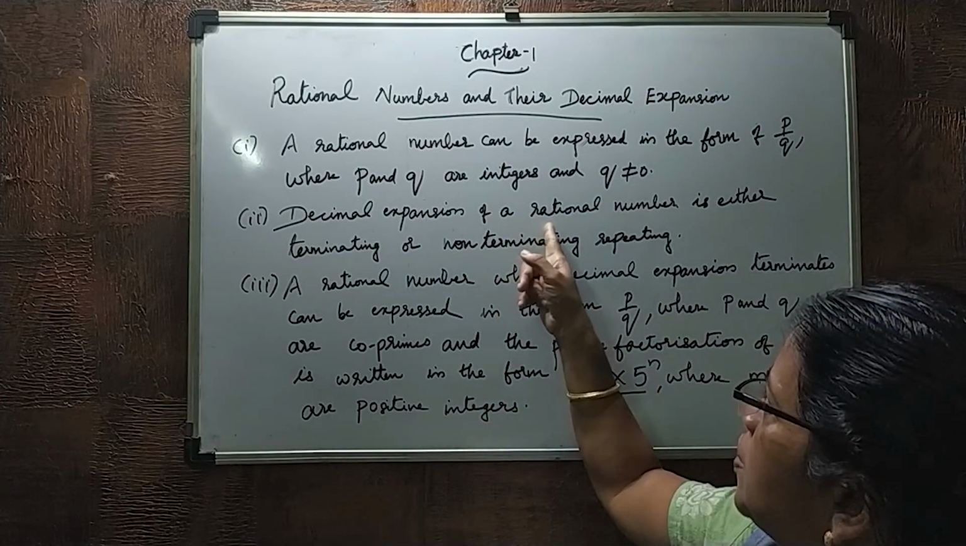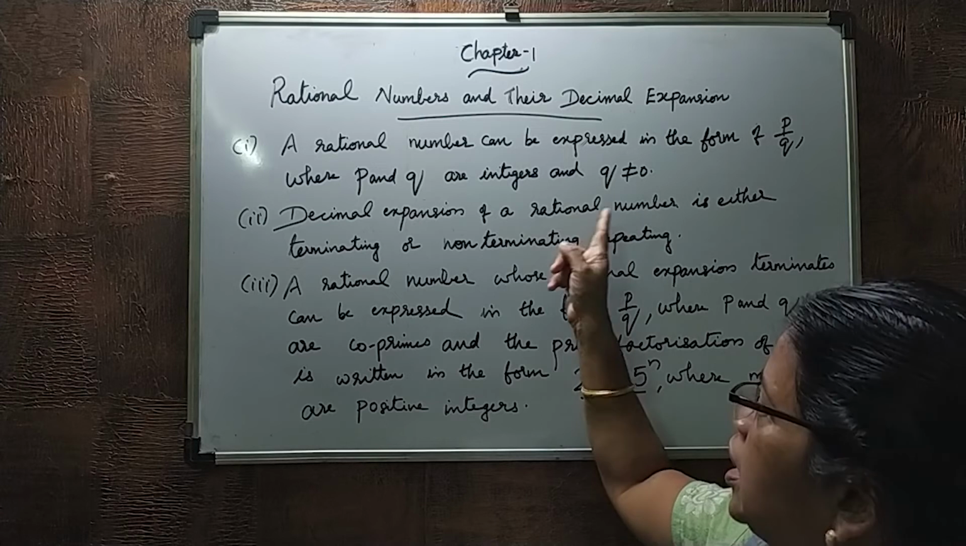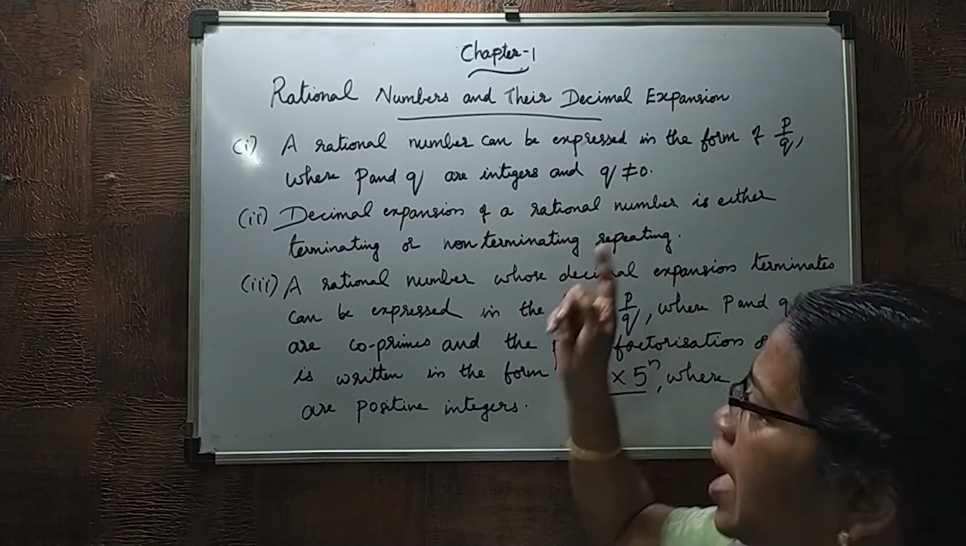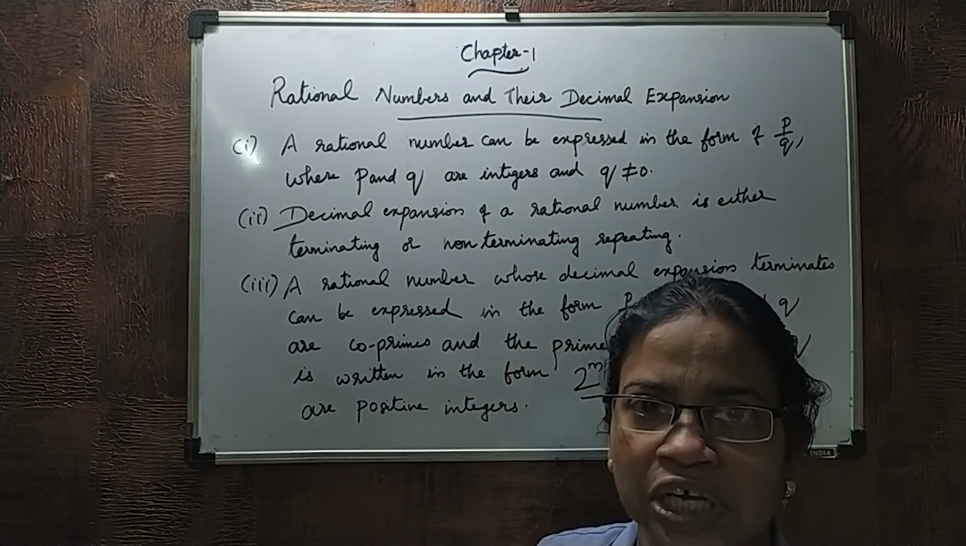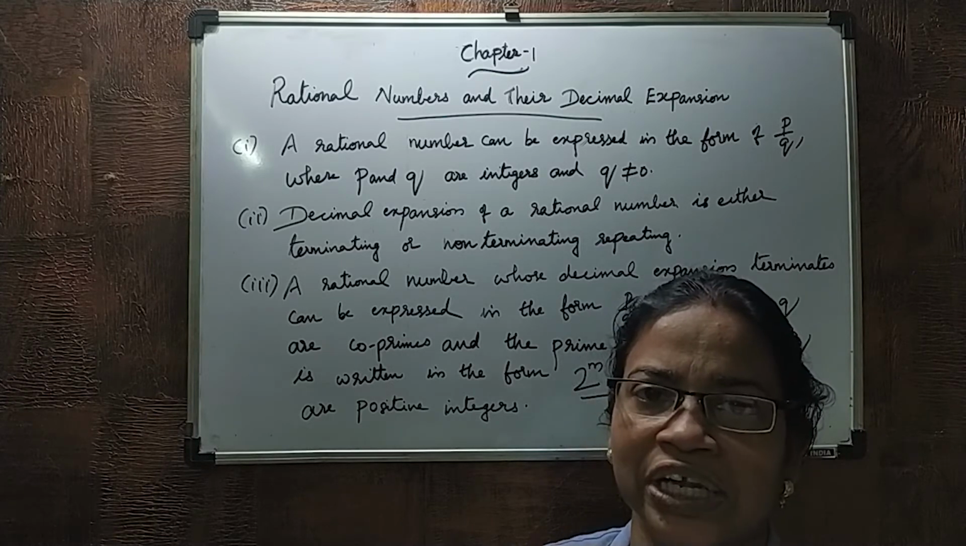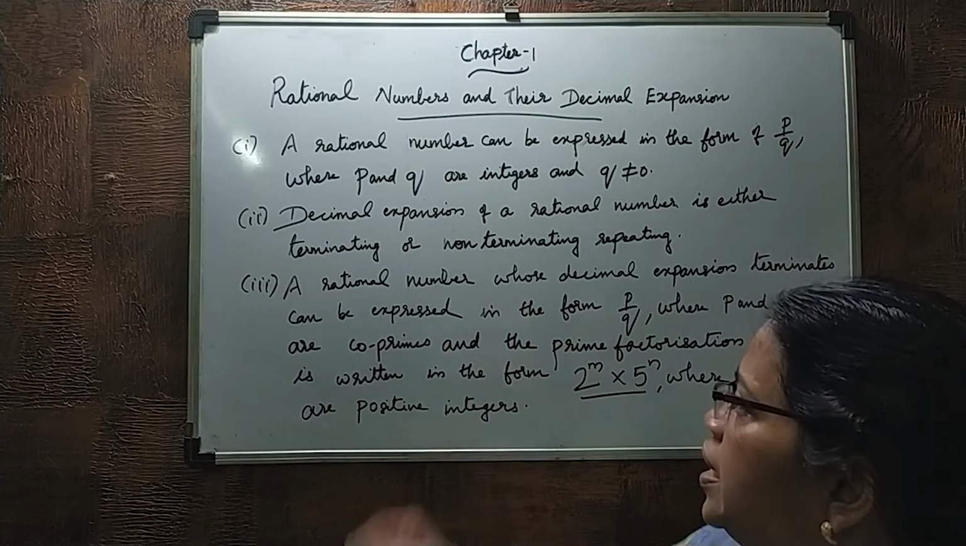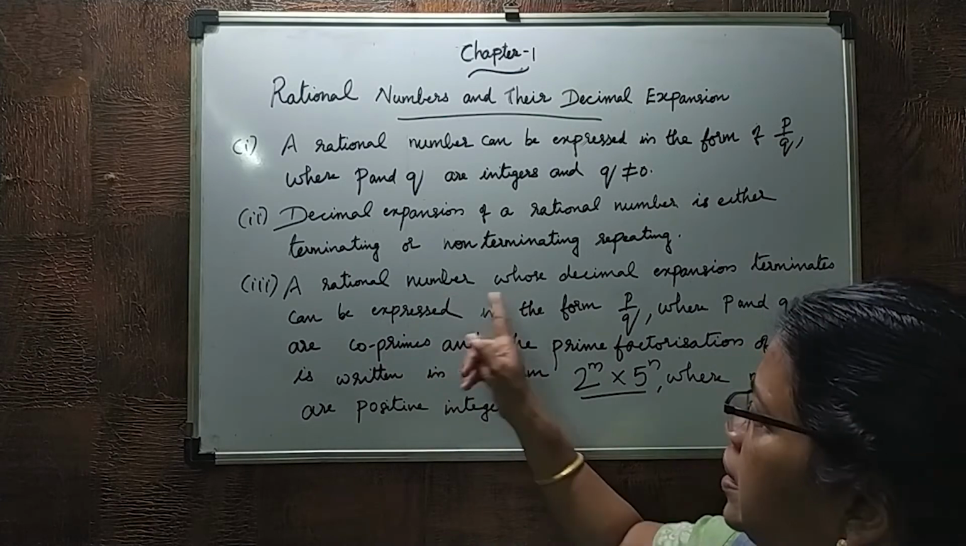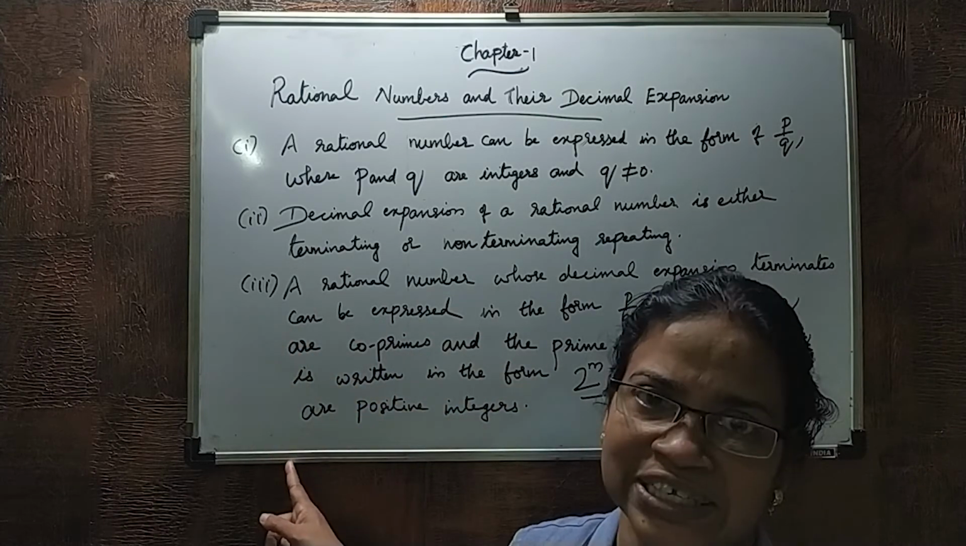So the decimal expansion of a rational number either stops when it is divided, or it will be non-terminating repeating. Next one, a rational number. This is the main part for the 10th standard.